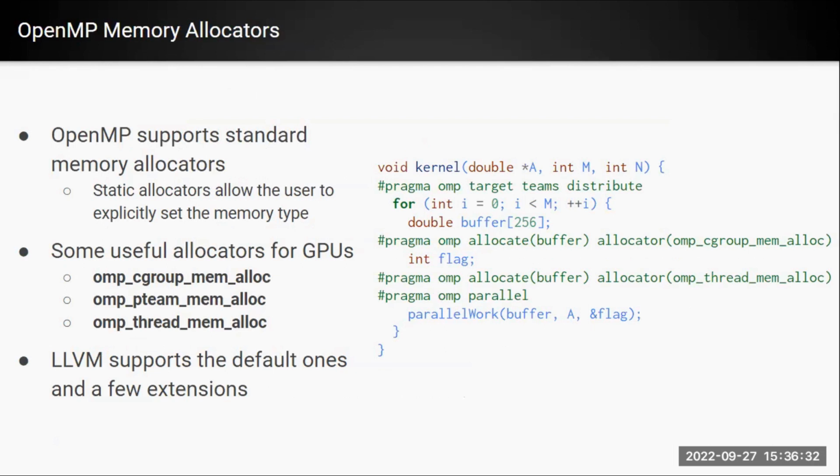So on thread mem is, let's start from the bottom because that is the easiest. On thread mem is you allocate for one thread. You allocate in thread local memory, which effectively will be a register.